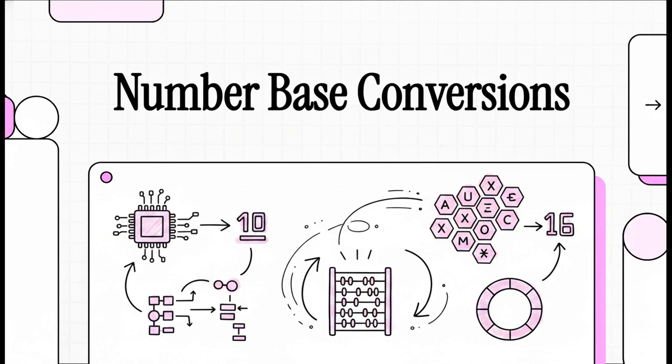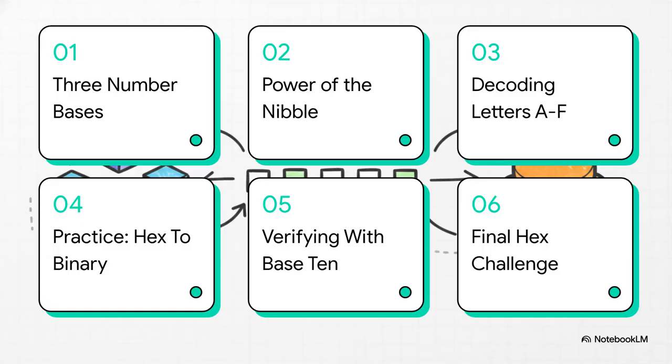Let's get into it. Okay, real quick, here is our game plan so you know exactly what we're tackling today. We've got 1. The 3 number bases, 2. The power of the nibble, 3. Decoding letters A through F, 4. Some hands-on practice converting hex to binary, 5. Verifying our math with base 10, and finally, number 6, the final hex challenge.